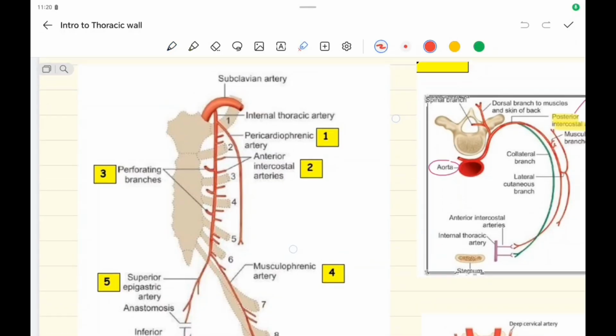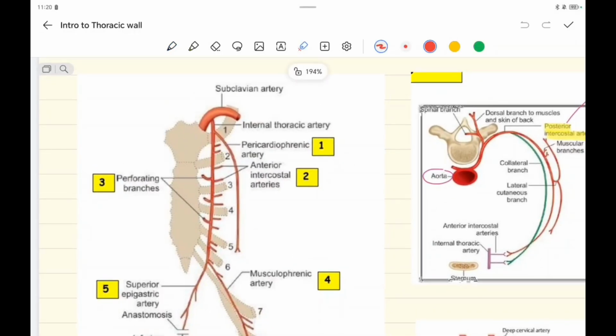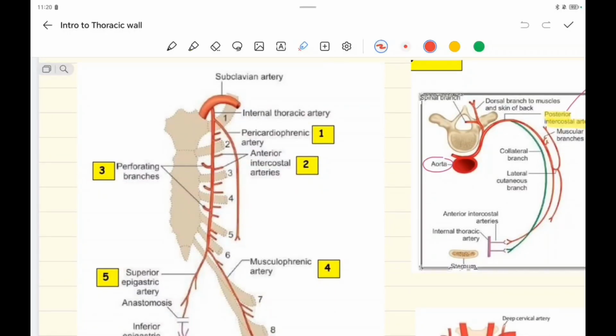So in this video, I'll be discussing the internal thoracic artery, also known as the internal mammary artery. So we have something called the subclavian artery, which we are already familiar with. We have subclavian artery on the left, we have it on the right. On the left, the subclavian artery comes from the arch of the aorta. On the right, it comes from the brachiocephalic artery.